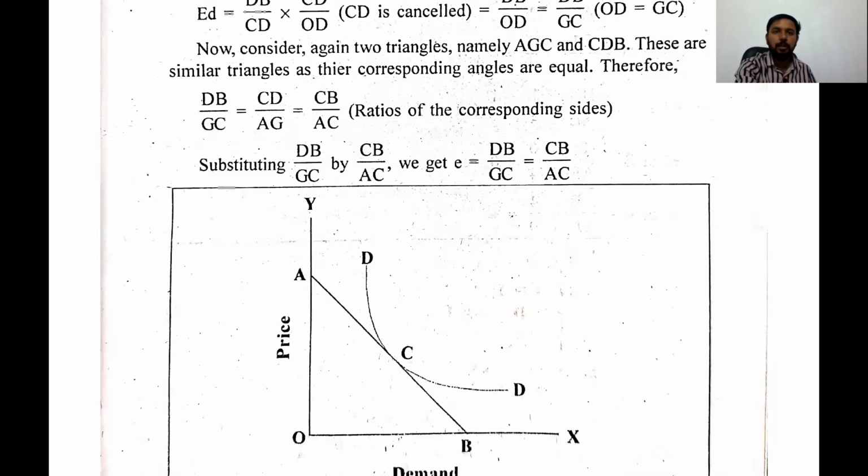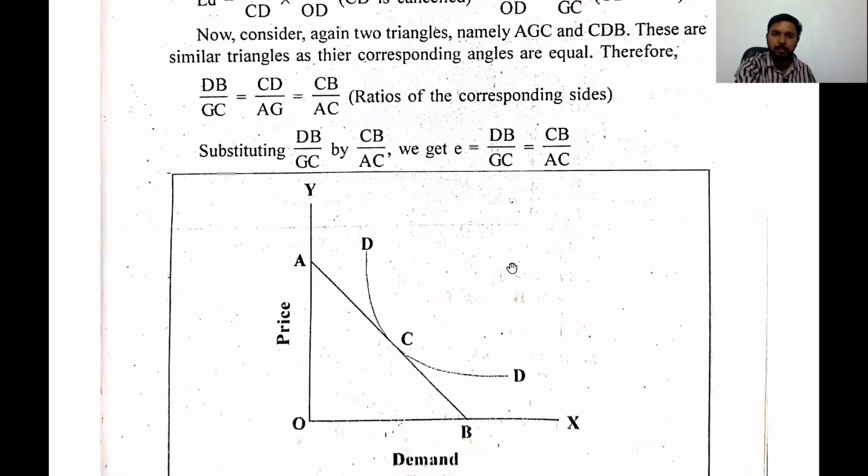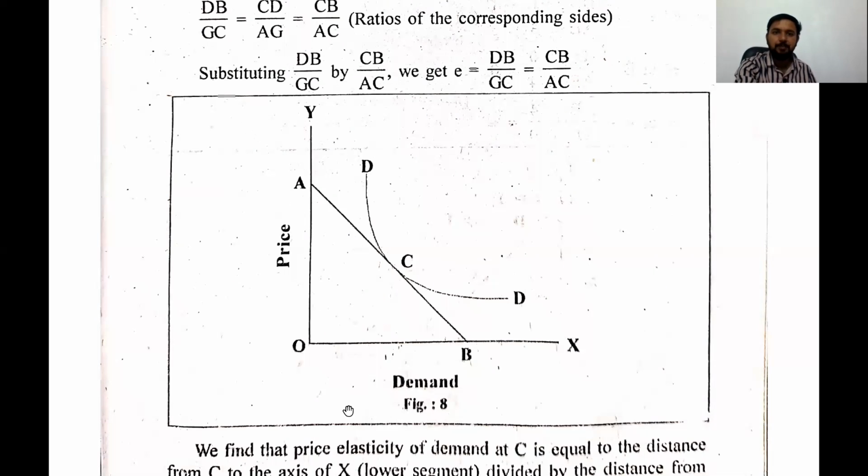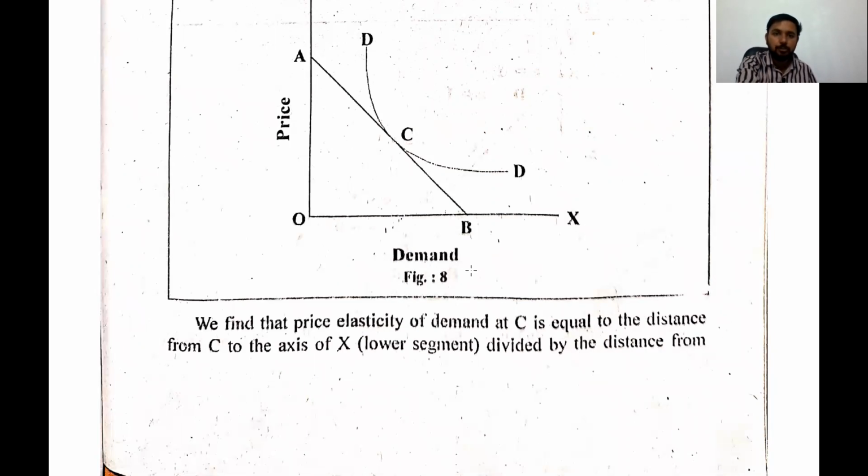So here we are given another figure. On the x-axis we are given demand, on the y-axis we are given price, and here we have the demand curve, and we also have some explanation. This is the demand curve, this is point C, as we have considered C for the price elasticity of demand. So you will get the discussion over here.